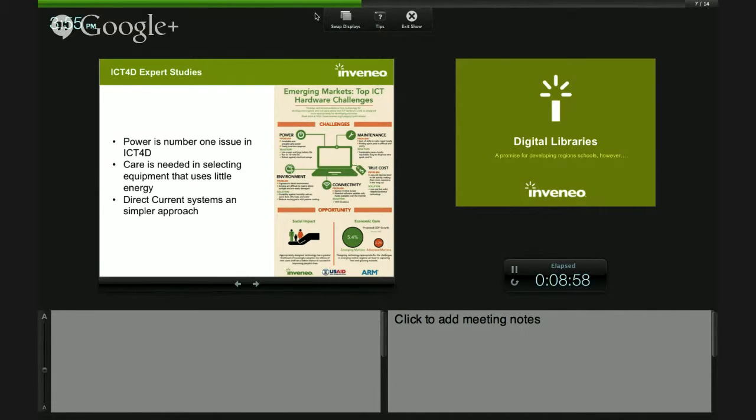Look at the power usage, and look at the other things that we found were the top challenges: cost, connectivity, maintenance, and environment. But this paper is free for anyone to download. But really what it pointed out, in interviewing all these field experts, is that power is the number one issue in deploying any type of ICT in the developing market. You really need care in selecting equipment that gives the power the user needs but uses as little electricity as possible. And there needs to be more equipment that can be powered with direct current directly off a solar system.